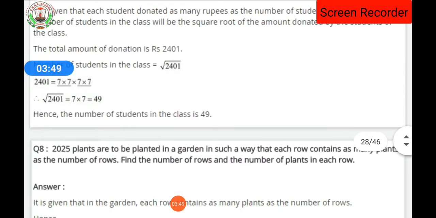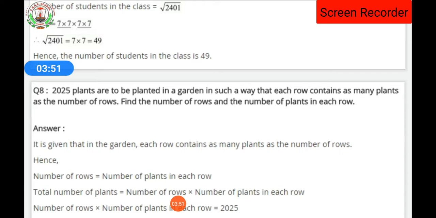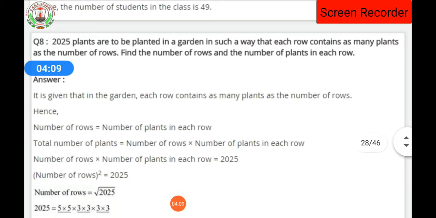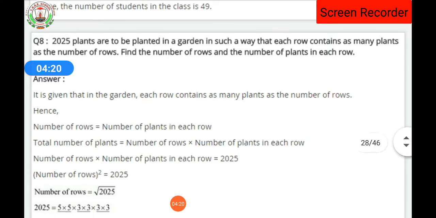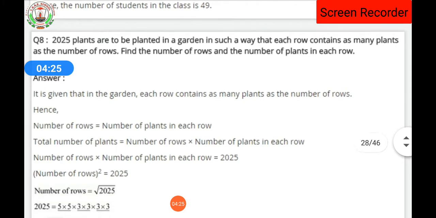Clear, everyone? Moving towards question number 8. What question number 8 says: 2025 plants are to be planted in a garden in such a way that each row contains as many plants as the number of rows. Find the number of rows and the number of plants in each row. So it is said that 2025 plants are planted in a garden. That means the total number of plants is 2025. Now you have to find the number of plants planted in a row.